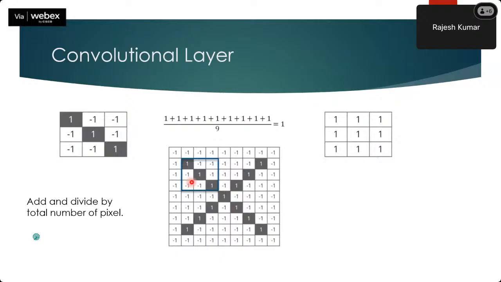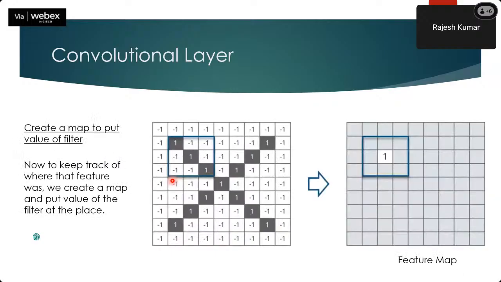Otherwise, the value will always be less than 1. Please note it. If I take the product and take the average value of the whole product, and it is 1, then I can say that this filter exactly matches. Else, if you put it somewhere else, it will not be like that. I put the filter in this zone, it is 1, and now I'm generating a feature map, as we discussed earlier.